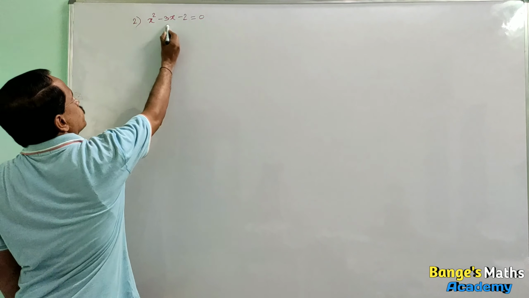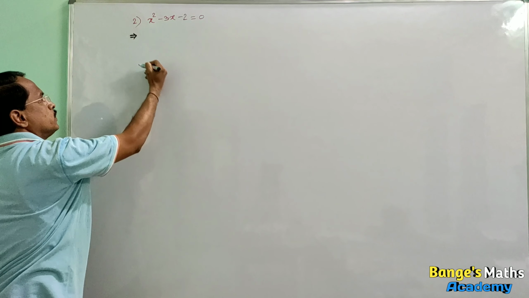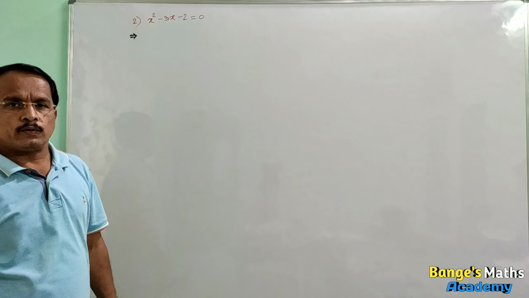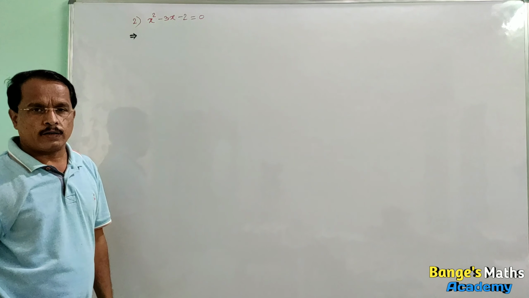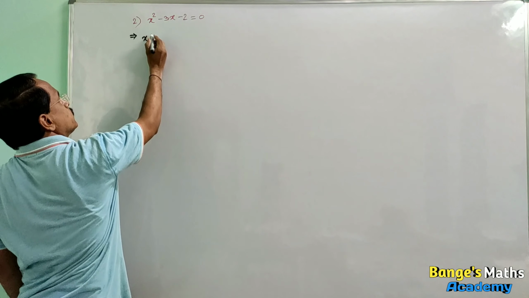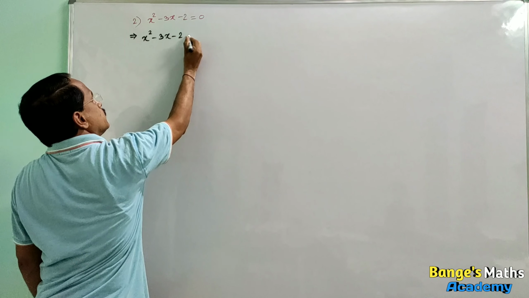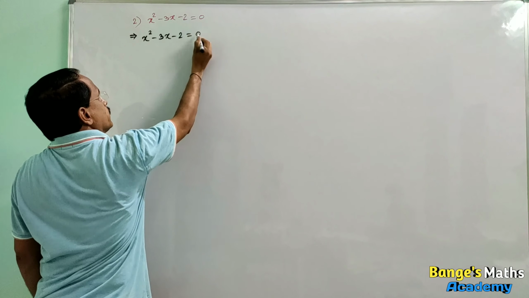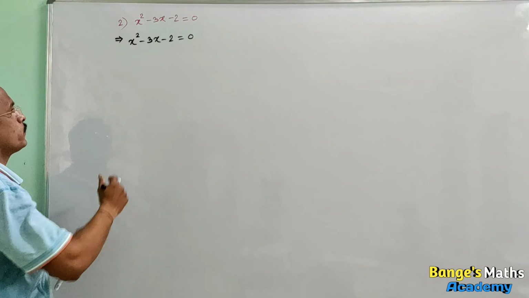Second example, x square minus 3x minus 2 is equal to 0. We have to find out the roots of the given quadratic equation by factorization method. So first of all, write down the given example as it is. x square minus 3x minus 2 is equal to 0. So first of all, compare the given equation with the general form ax square plus bx plus c is equal to 0.